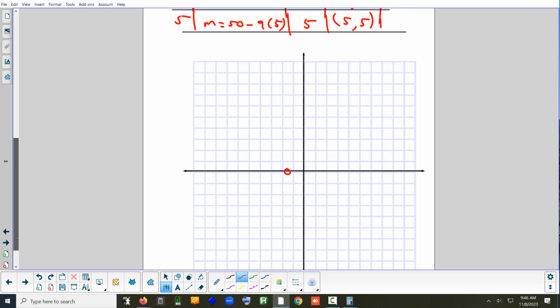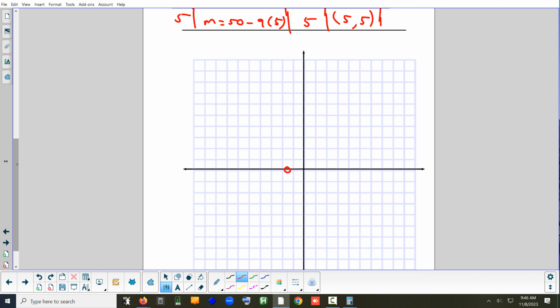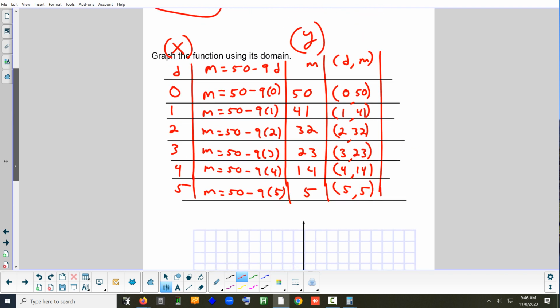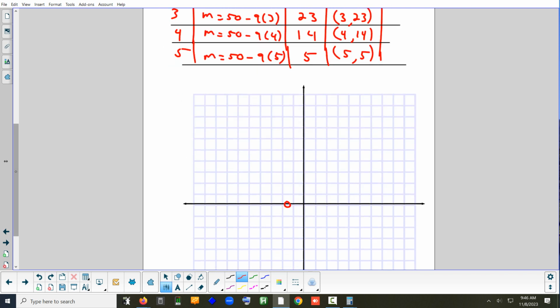Okay, what should I go by on the Y's? Because I got to get all the way to 50. Yeah, if you go by 5s, we'll have exactly enough because there's 10 blocks. So we got 5, 10, 15, 20, 25, 30, 35, 40, 45, 50. And for the x's, I would go by ones.